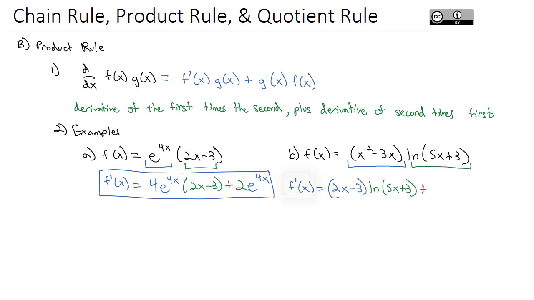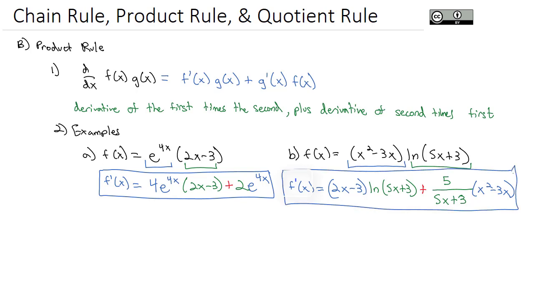Then we'll say plus. And now we take the derivative of the second function. The derivative of natural log is 1 over the stuff. And then using the chain rule, we're going to multiply by the derivative of the stuff. The derivative of the inside is just 5. So we've got the derivative of the second, and then we'll multiply by the first, which is the x squared minus 3x. And that is going to be our derivative.